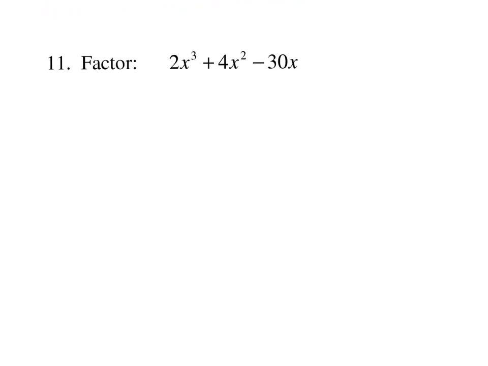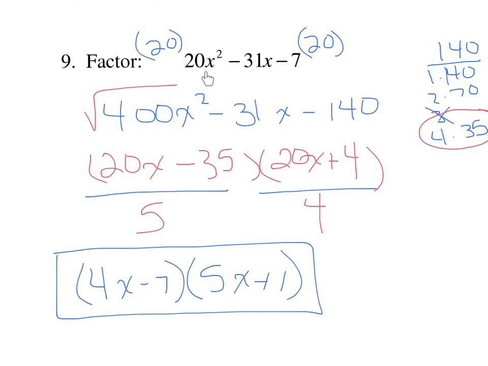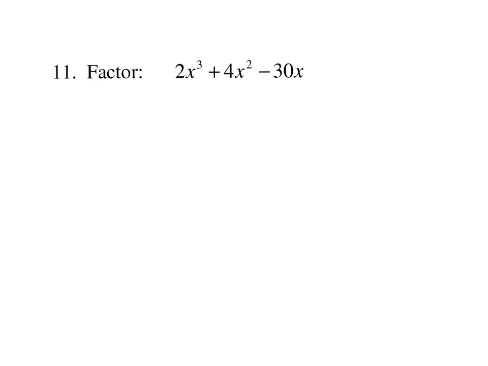Number 11, 2x cubed plus 4x squared minus 30x. Now you might notice right off the bat that we have more variables here than we did in the previous examples. I'm just going to scroll up here a little bit. When you look at this one, we have an x squared term, an x term, and a constant term that has no variable. This is the standard form of a trinomial that factors to two binomials. When you look at this one and you see that you've got more variables, it's not going to factor in standard form, so you have to take these variables into account.